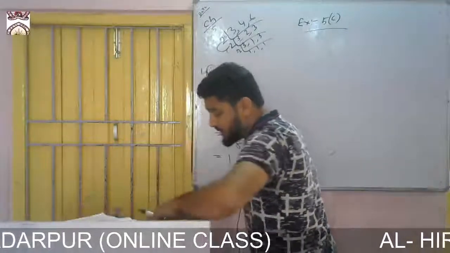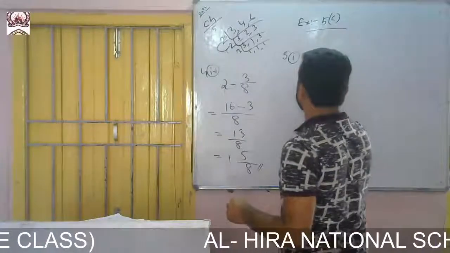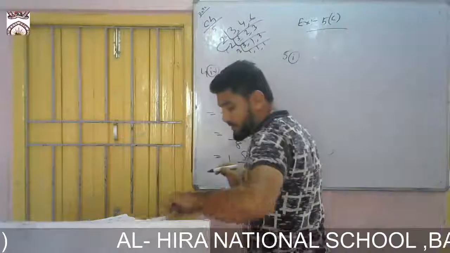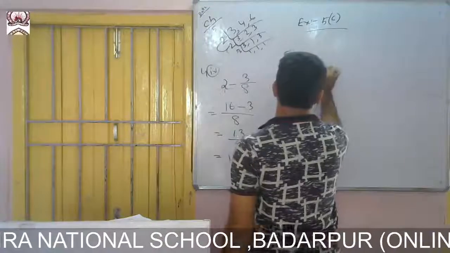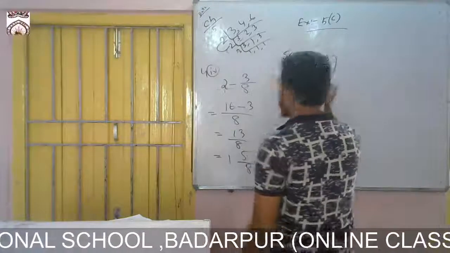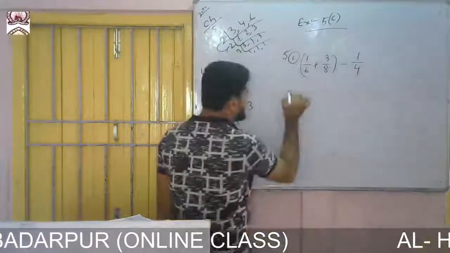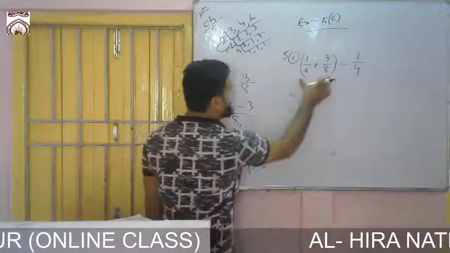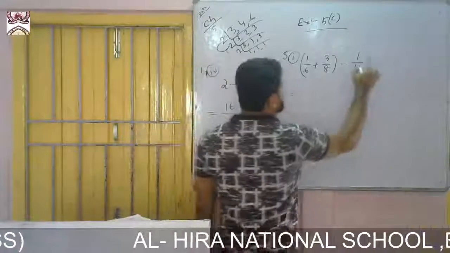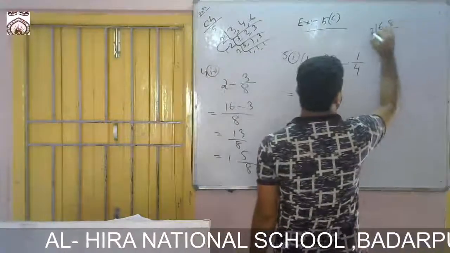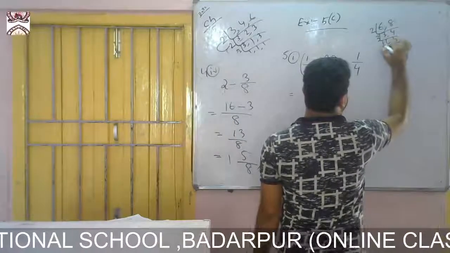Question number 5, Roman 1. What is given in the book? 1 by 6 plus 3 by 8, minus 1 by 4. First you complete the bracket work. If you take the LCM of 6 and 8, with 2 3s are 6, 2 4s are 8, again 3 1s are 3 and 4 remain.